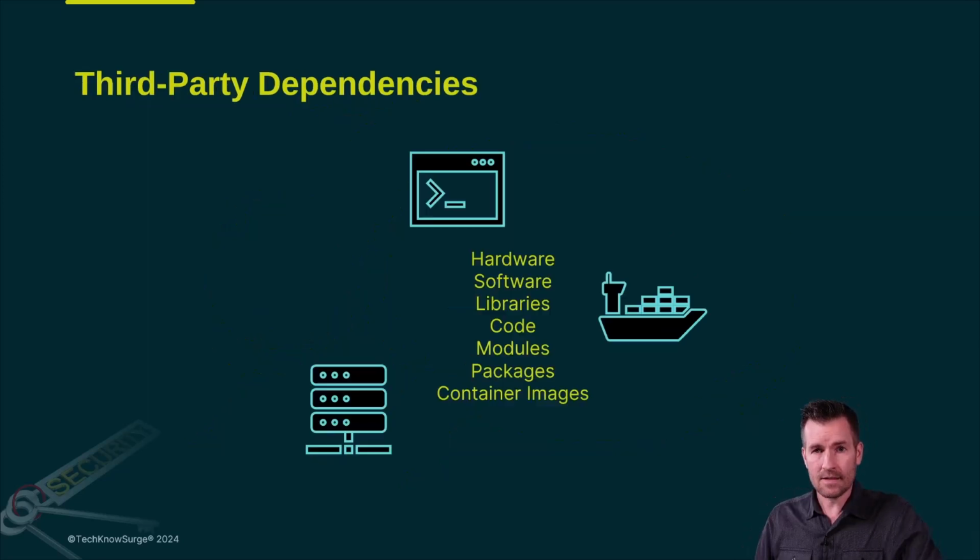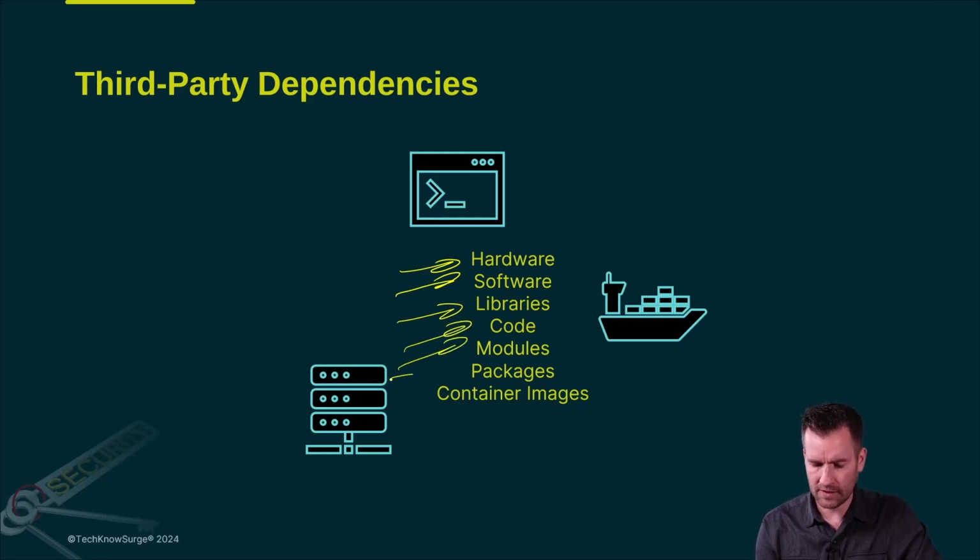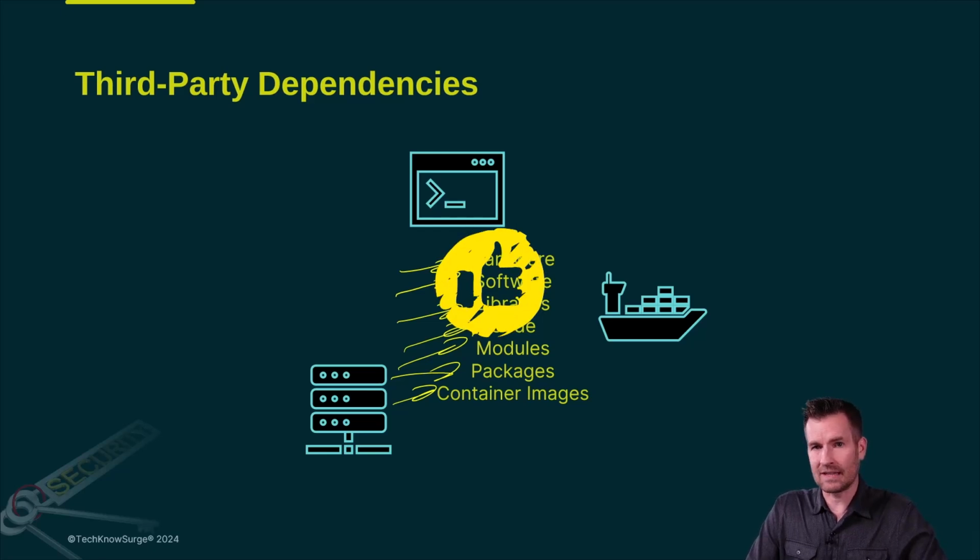Some of the third-party dependencies might be different hardware or software. Maybe it's different code libraries or different code that goes into it, different modules, different packages, maybe different container images. So there's a lot of things that will go into these products and services when it comes to the supply chain.